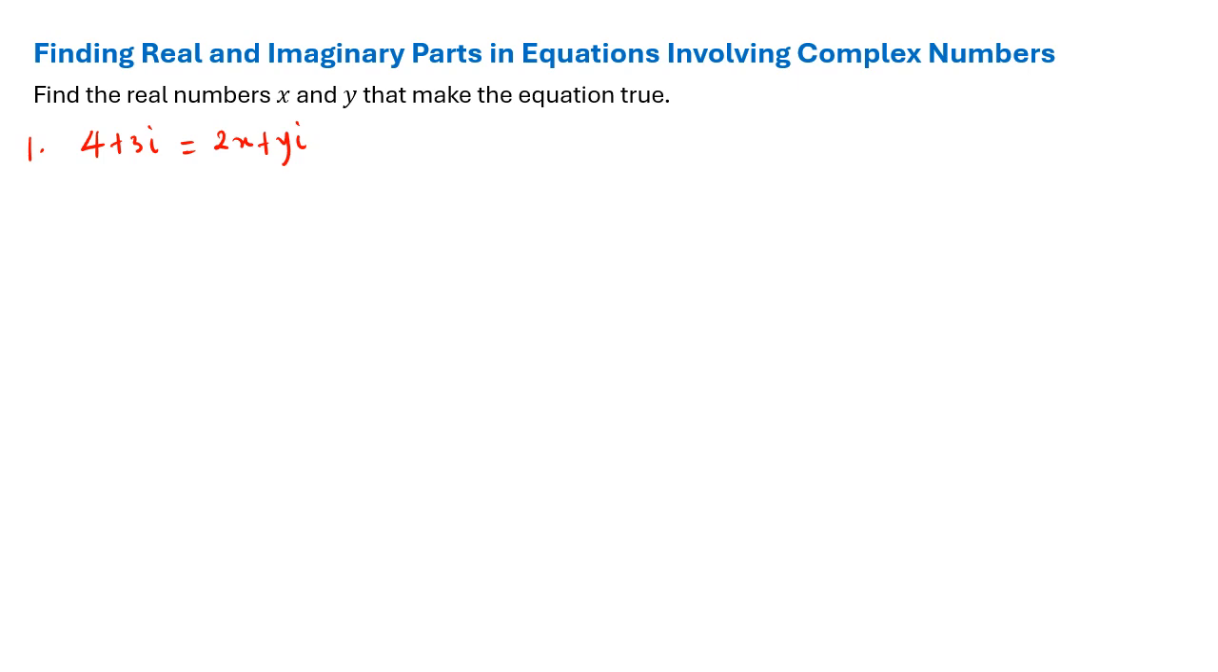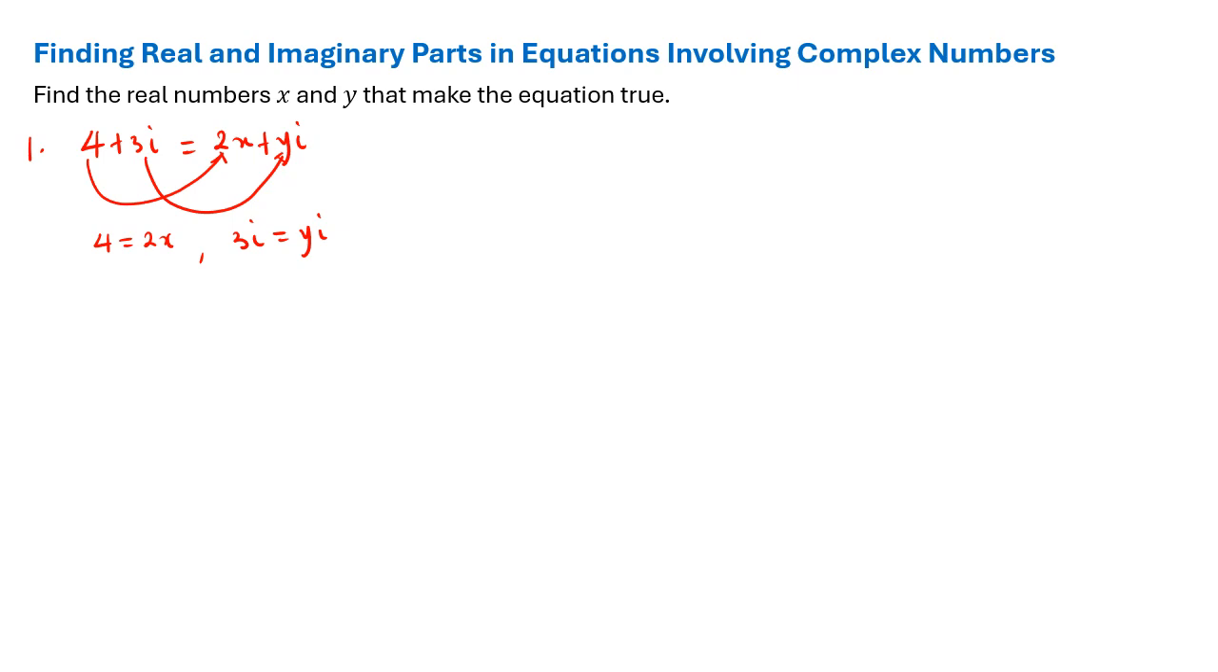In order to solve this problem, what we can do is look at this equation and try to set the real parts equal to the real parts and the imaginary parts equal to the imaginary parts. Since we have all the variables on the right hand side, we can just compare both sides. So I would have 4 is equal to 2x and 3i will be equal to yi.